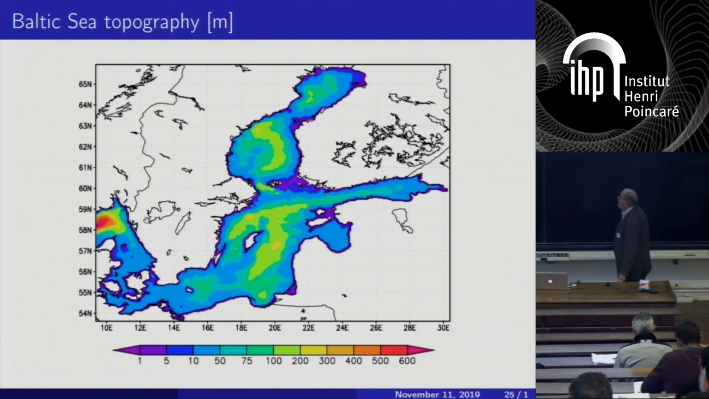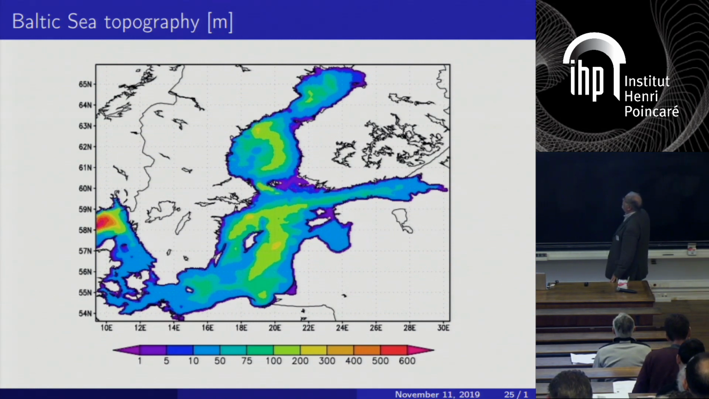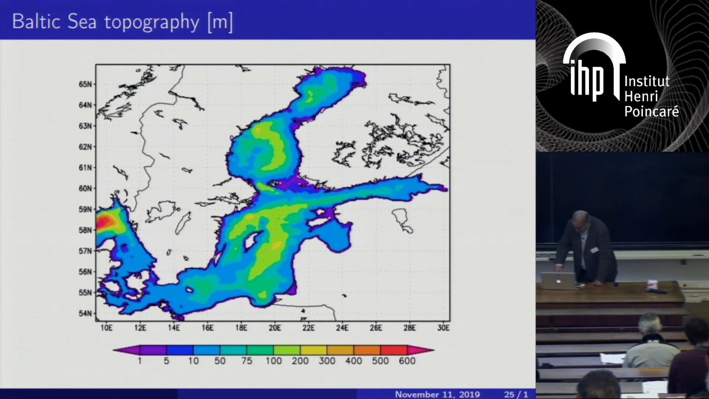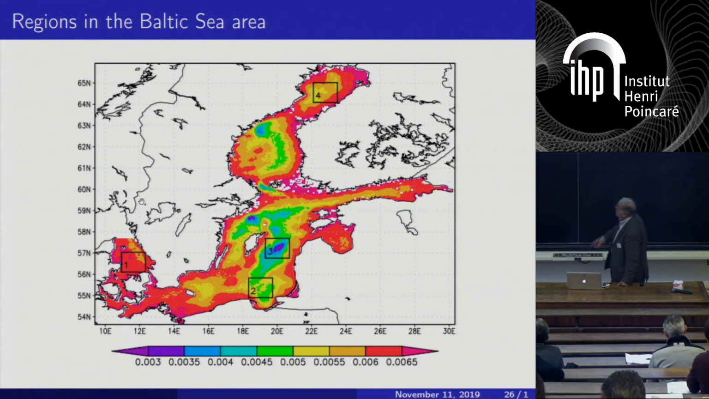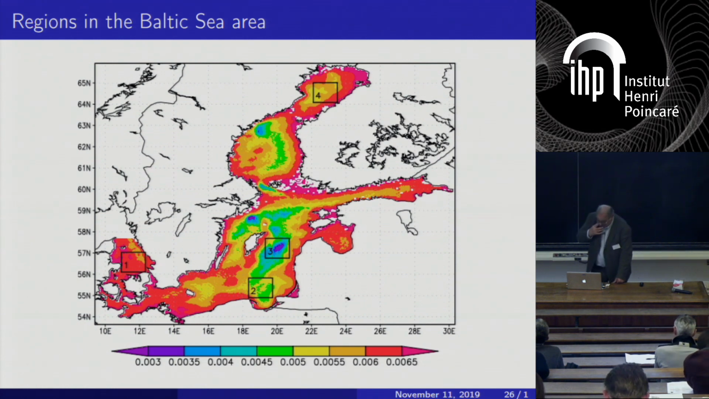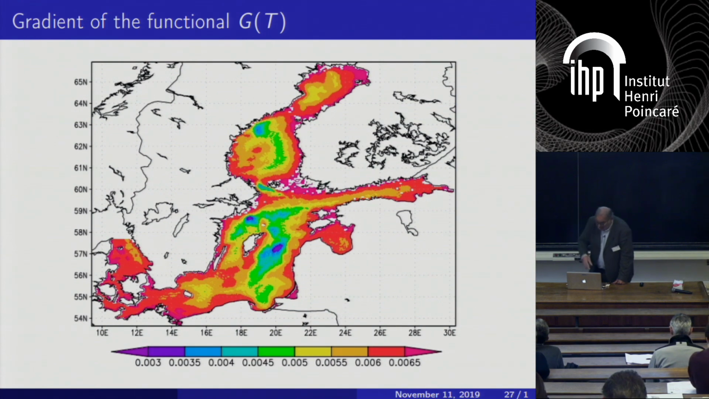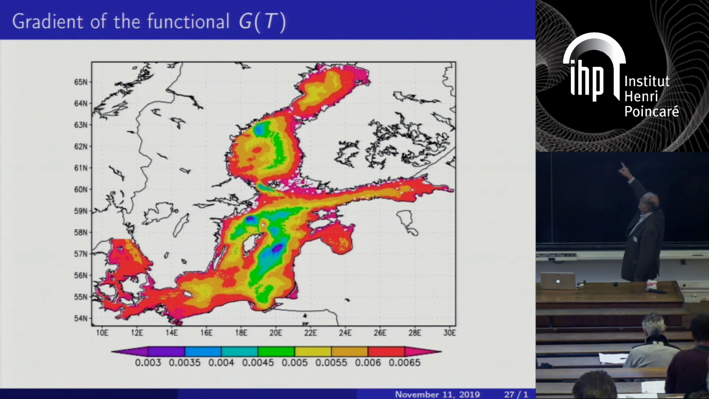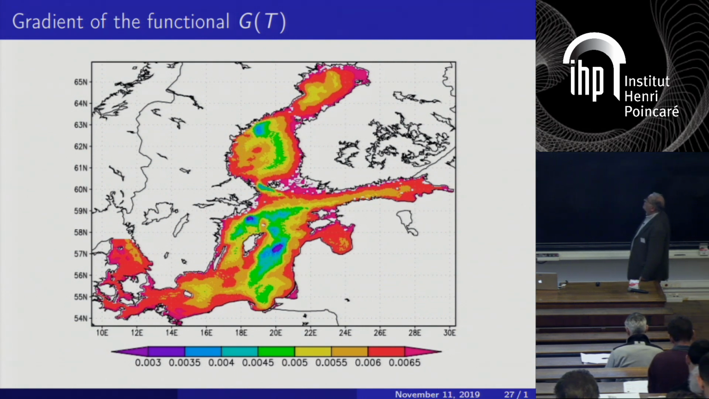So some numerical tests were done on the Baltic Sea. This is the topography of the surface of the Baltic Sea. We have three or four squares, which are the location of the observation: 1, 2, 3, 4. This is the place of the observation. Then we deduce here, it was already on the first slide, the gradient of the sensitivity with respect to the observation.